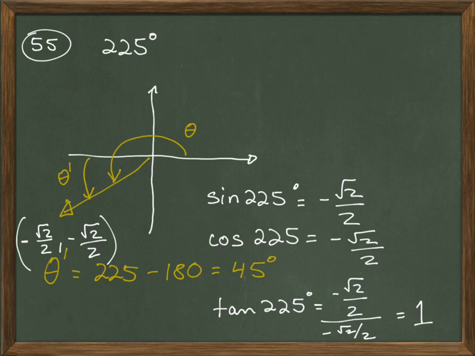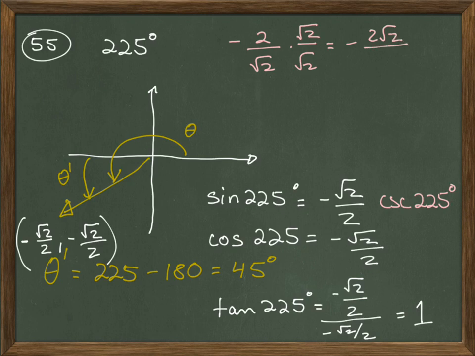The cosecant of 225, I left no room. It's the reciprocal. It's negative 2 over square root of 2. We have to rationalize the denominator by multiplying both sides by the square root of 2, which leaves me with 2 square root of 2 in the numerator divided by the square root of 4, which is 2. And you can see that the 2's reduce, and the answer is just negative square root of 2.